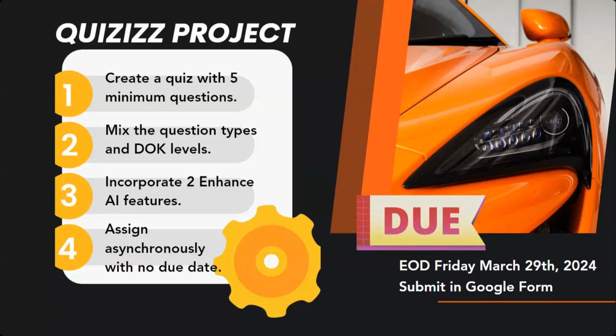I'd like you to create a quiz with a minimum of 5 questions. This would be for your grade, your subject. So I want you to create something that you would be using in your classroom. I'd like you to mix up the question types and the DOK levels and incorporate at least 2 AI features, whether that is to differentiate it for your learners or to enhance it, make it more engaging, more motivating. And then the last thing is to assign it as an asynchronous homework.